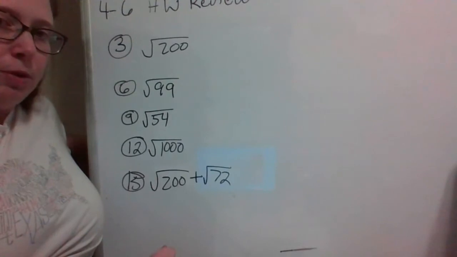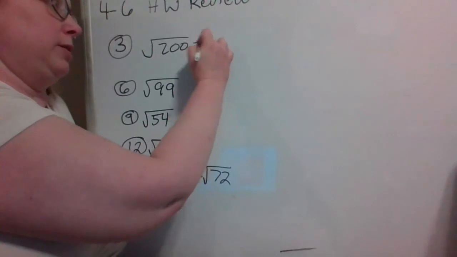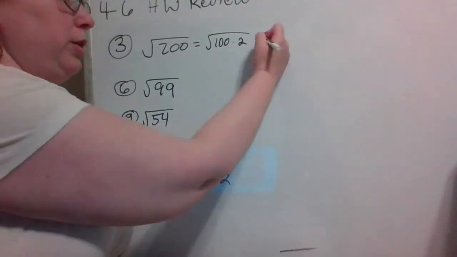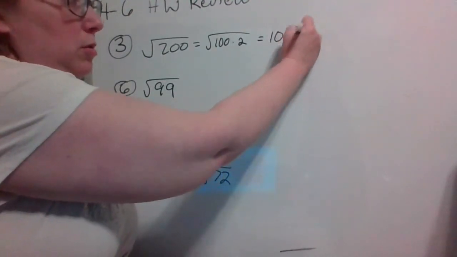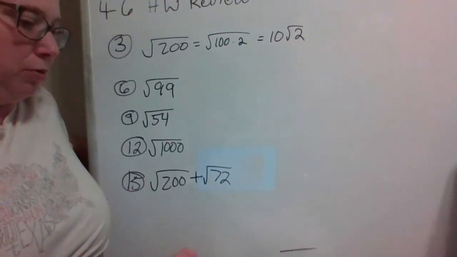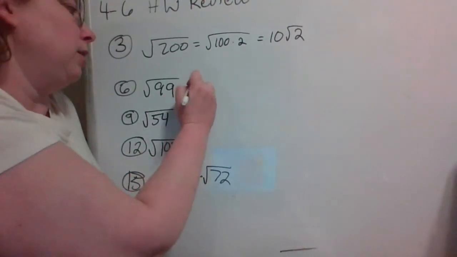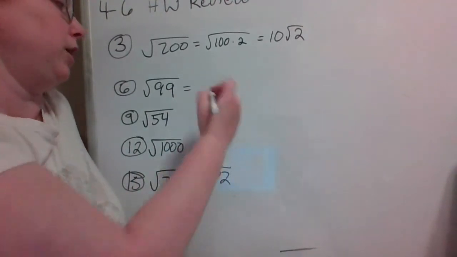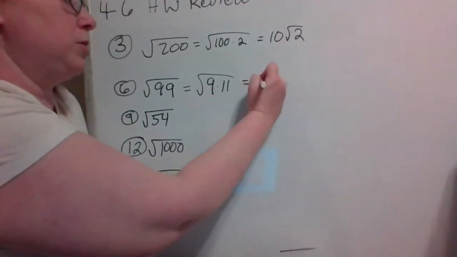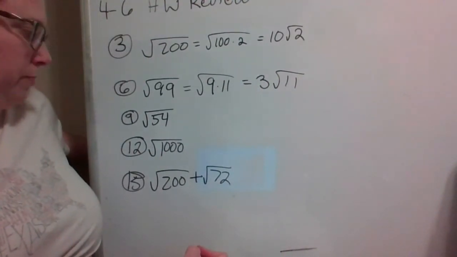So the first one, we have square root of 200. If we break this down into 100 times 2, square root of 100 is 10. And we don't have a perfect square for 2, so our final answer there would be 10 root 2. The next one we have the square root of 99. So we know the square root of 9, so we could say 9 times 11. Square root of 9 is 3, and 11 is not a perfect square, so it would be 3 root 11.